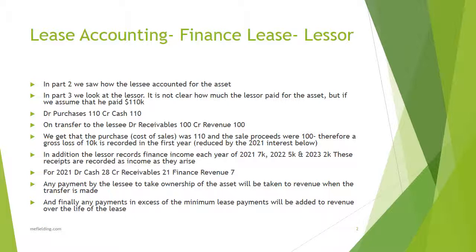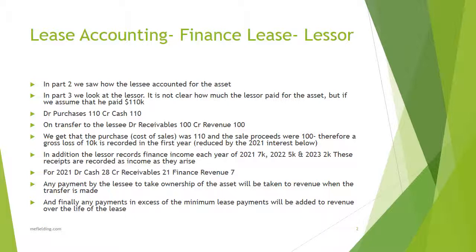Notice, therefore, that the revenue is only going to be 100. So we've actually got immediately a loss. The purchase was 110, then the sales proceeds was 100, so a gross loss is recorded. Now that's before finance income, remembering that they'll have finance income in their revenue as well.